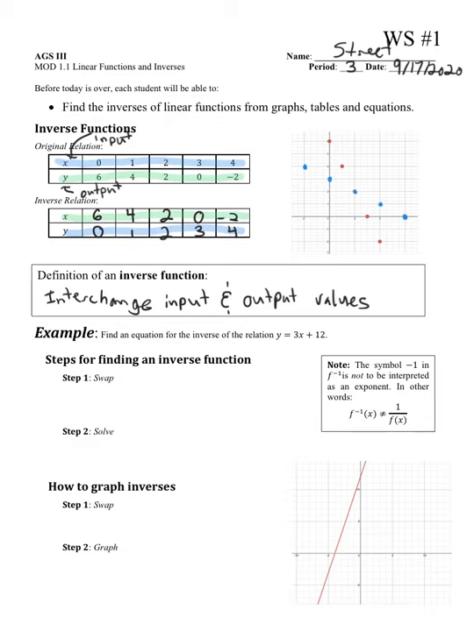But let's start with the first example I have here. It says find an equation of the inverse of the relation y equals 3x plus 12. Another way we might see this written is f of x equals 3x plus 12, and f of x equals 3x plus 12 is function notation. So I'm going to write that down here. That's what function notation looks like, which you might be dealing with sometimes on your homework.